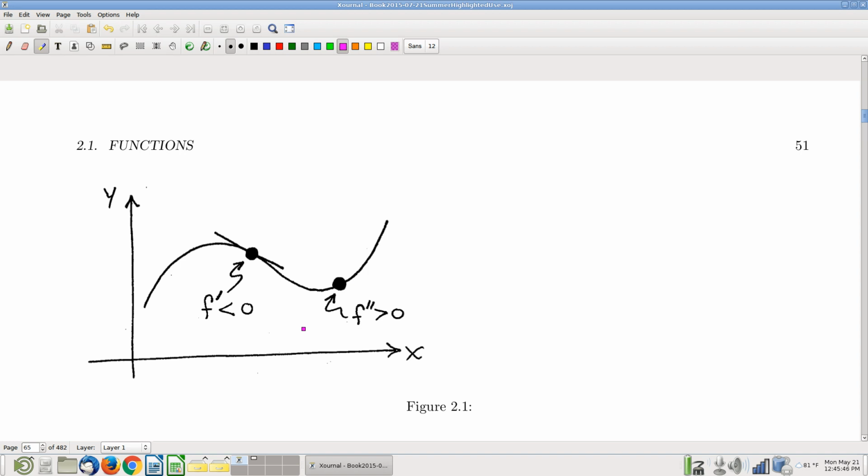Y'all went to a lot of trouble in a Calc 1 class to learn about various connections between the algebra of the function and the geometry of the graph. So for example, take a point like this one. The algebraic observation that the derivative of the function is less than 0. This is an algebraic statement, right? Derivatives are defined algebraically. Less than 0 is an algebraic statement.